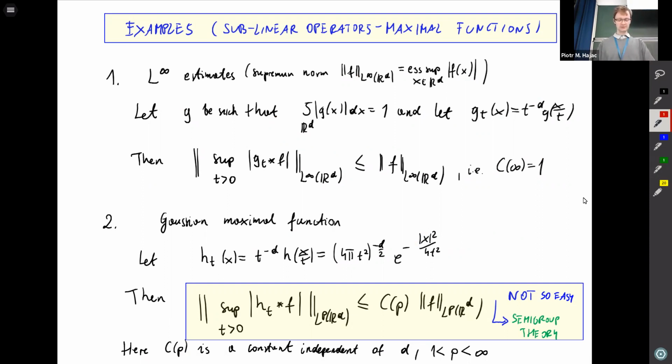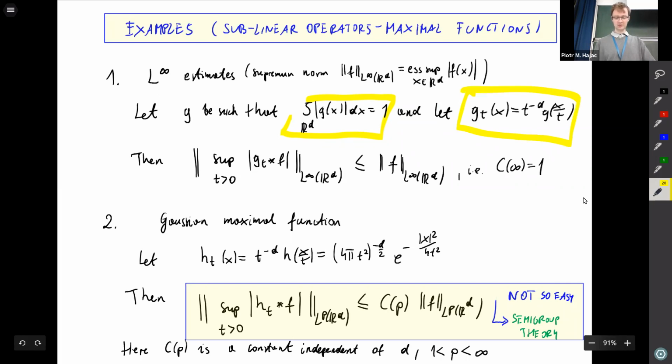Okay, so the first is just about L infinity estimates. You take a function which integrates to 1, and consider dilations of this function. By dilations, I mean that you scale here by x over t, and this t to the minus d in front is just to make sure that the integral stays 1. It's just the corrective thing. And then it turns out that if you compute the supremum of g_t convolved with f, you have an estimate with a constant 1 in front.